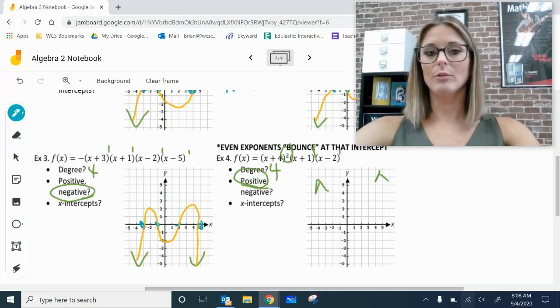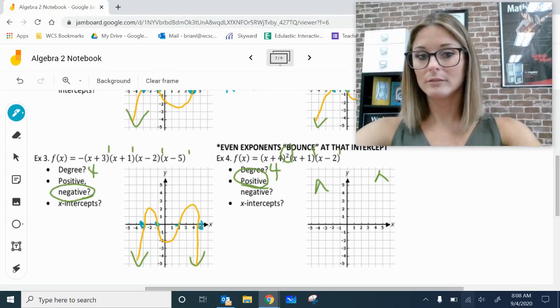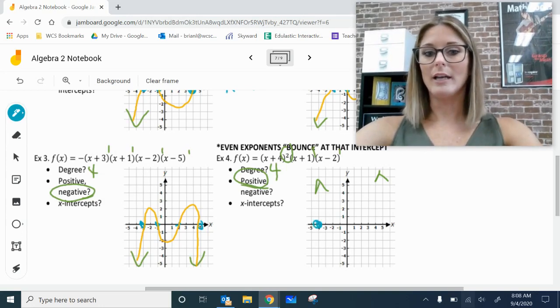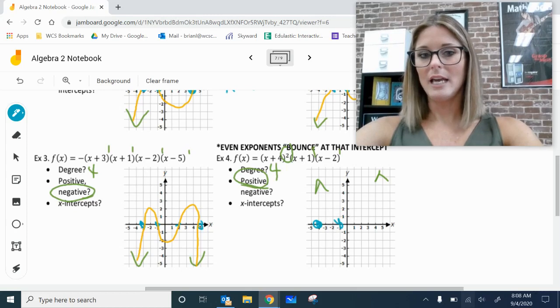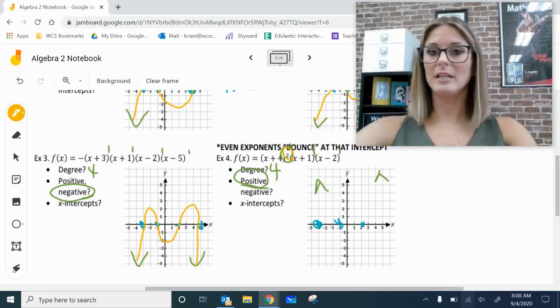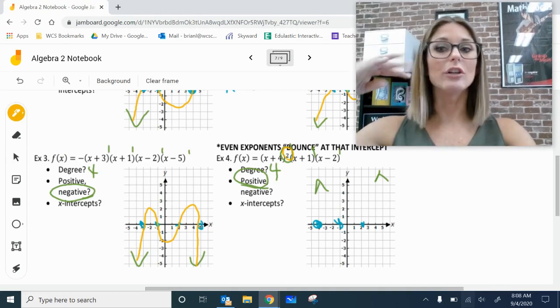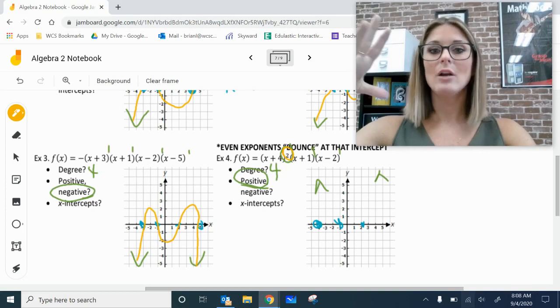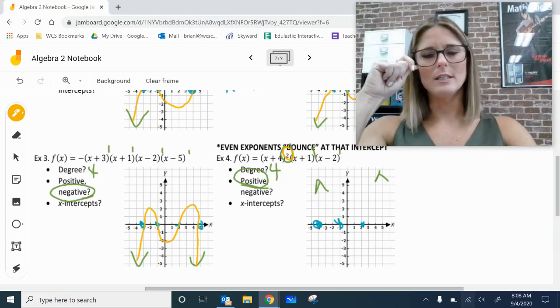Your x-intercepts. We're going to have a -4. We're going to have a -1. And we're going to have a +2. Okay. Now, keep your eyes peeled because of that even exponent. It could have been a 4. It could have been a 6 or a 2. It's probably going to be a 2 most of the time.